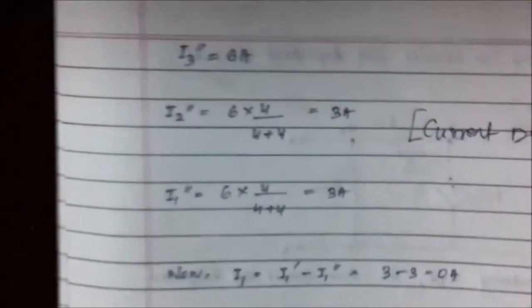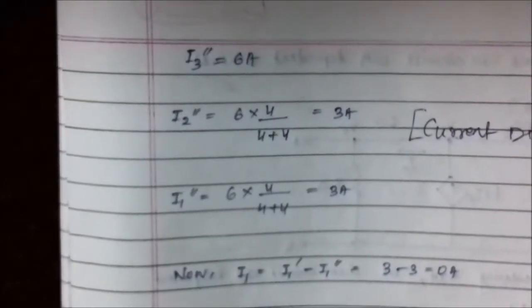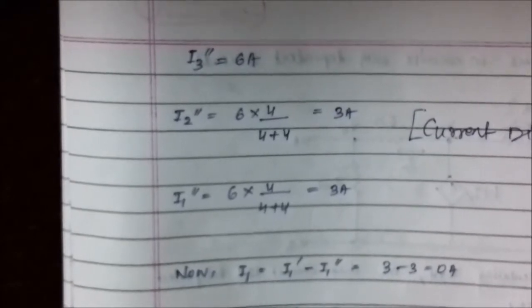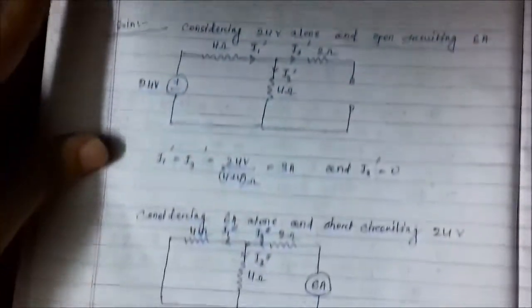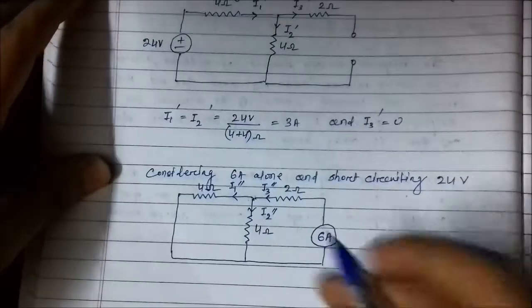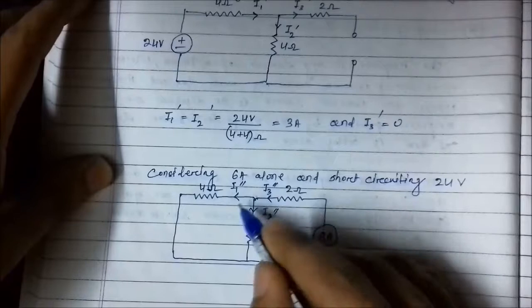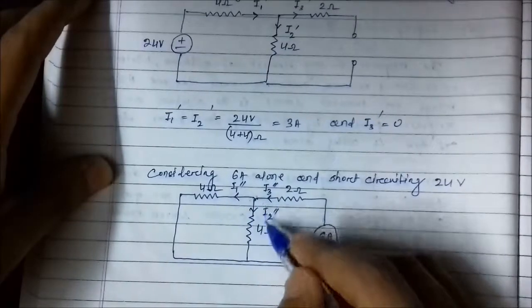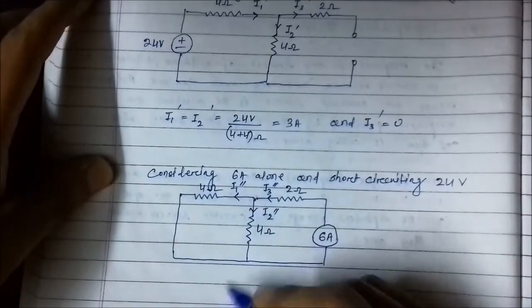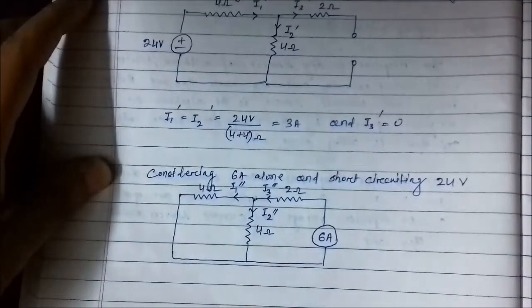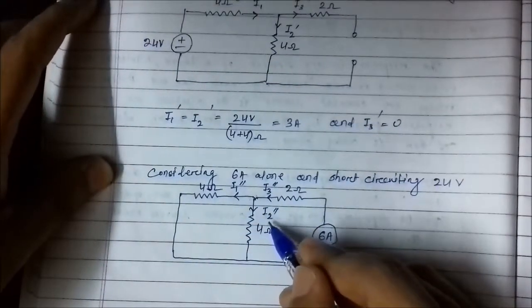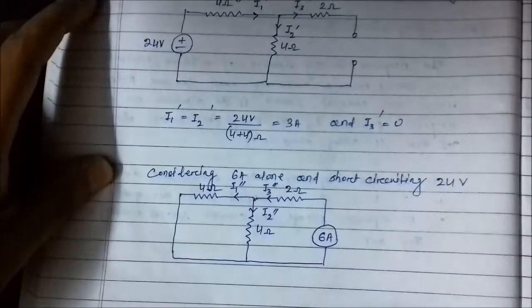So see here, I2 double dash is equal to 6 into 4 by 4 plus 4. I2 double dash is 6 ampere, we have to determine this. So no need to apply the current division rule, as these two resistances are the same, the current will be divided equally. So both I2 dash and I1 double dash will be 3 ampere, 6 by 2.